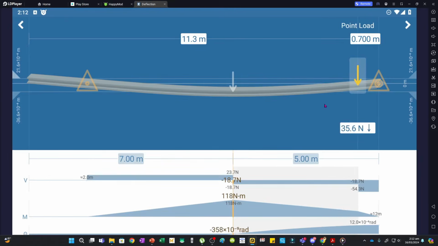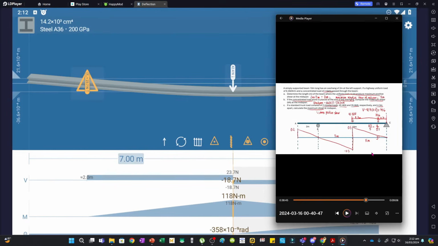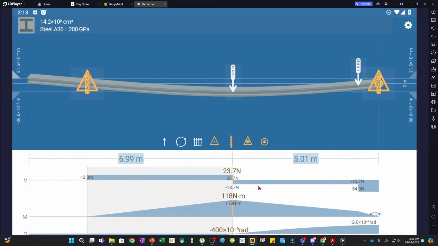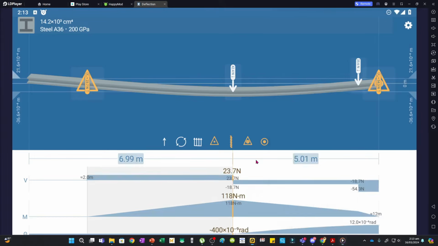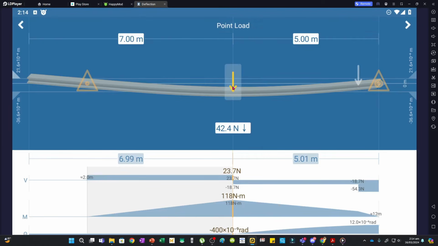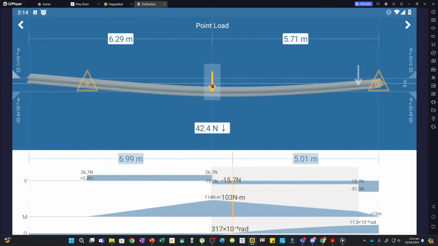So this is 0.7. And so if you are to solve the shear at the midspan, for the maximum positive shear, we have 23.692, which is this value. This is 23.7. That's how you can check. Now, let's say we move this slightly to the right, let's just say 6.5.